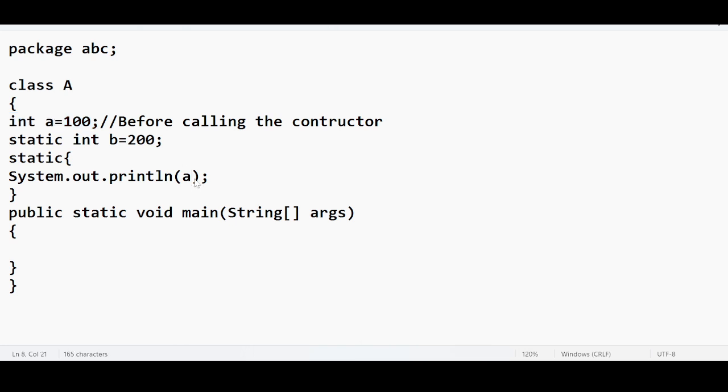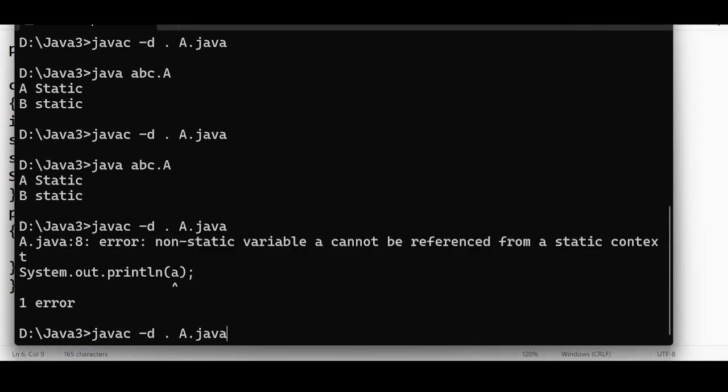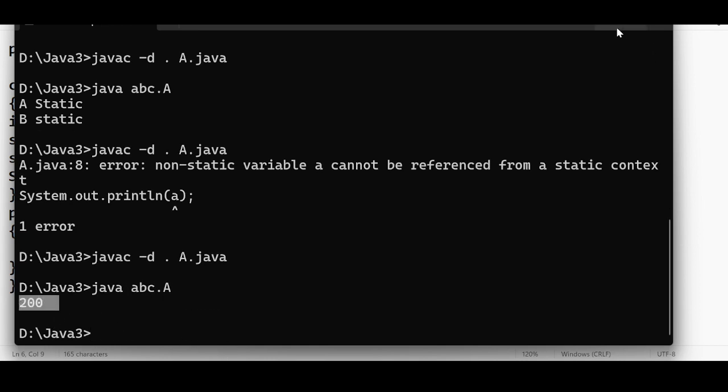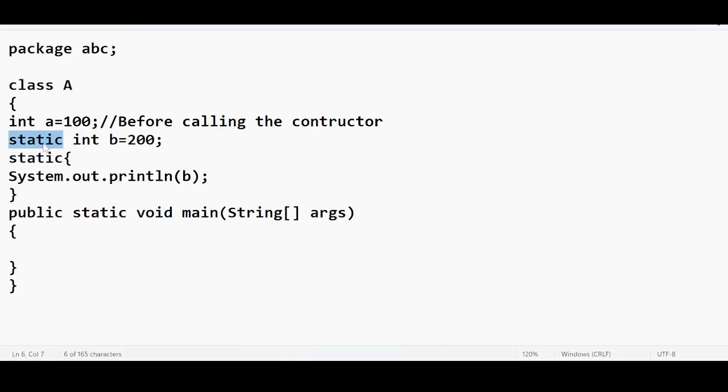We don't get an error when I call this. When I call the variable B, we don't get any error. Why? Because both are static. Both are born at the same time. Both are getting recognized at the same time, because static variables and static blocks. If you run this, no issues. And this, I don't face any issues. 200, because this is a static variable. I'm trying to access a static variable inside the static block, because both are getting recognized at the same time.